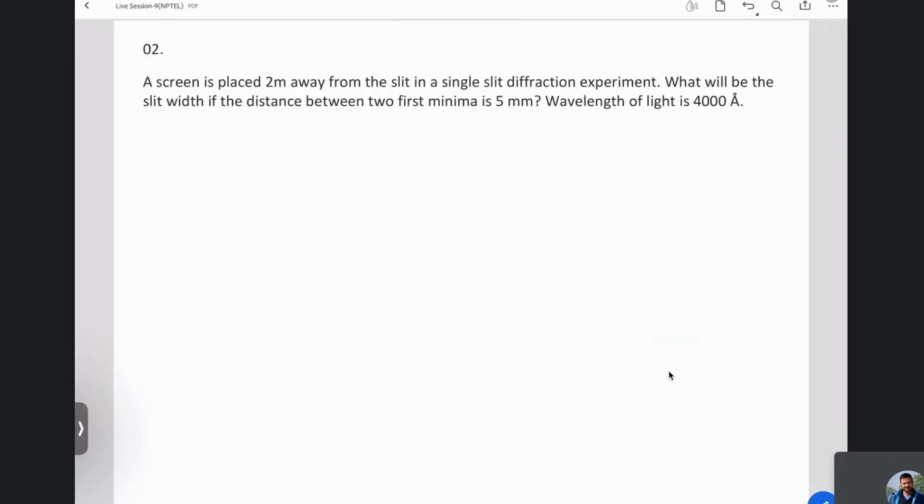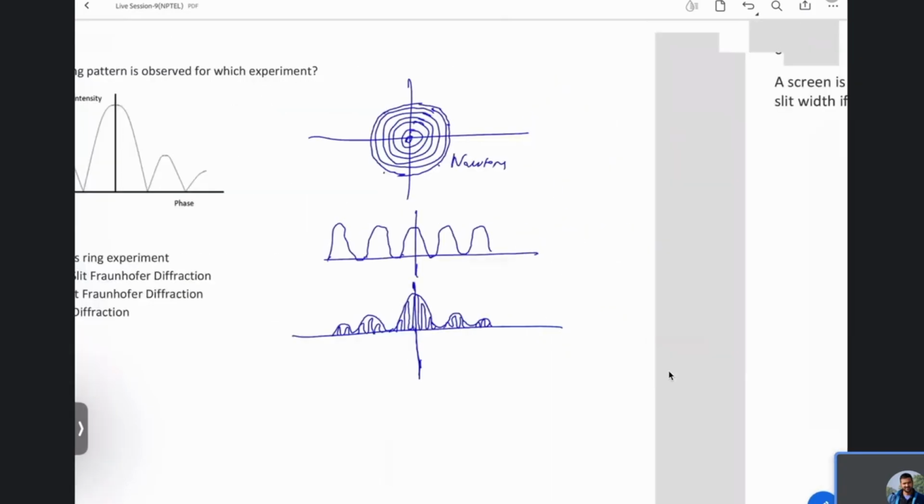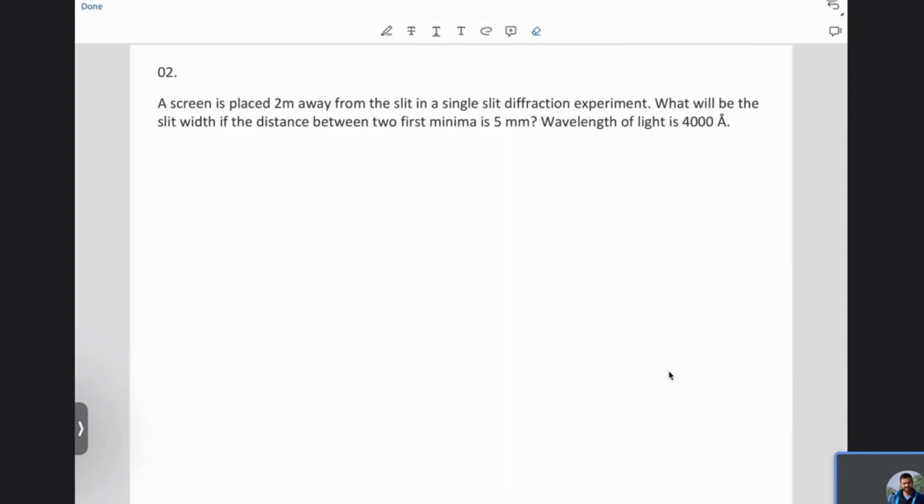Okay. Then the second problem here. The question is, the screen is placed 2 meters away from the slit in a single slit diffraction experiment. What will be the slit width if the distance between the two minima is 5 mm? The wavelength of the light is given. Okay, we also discussed this just now.